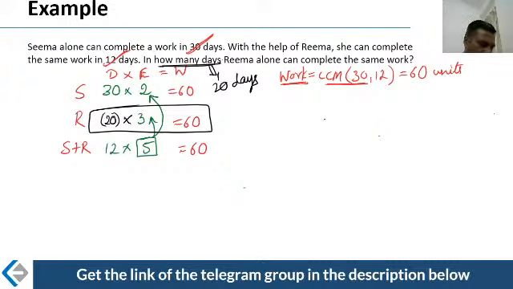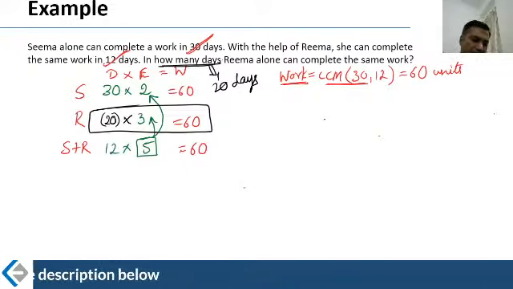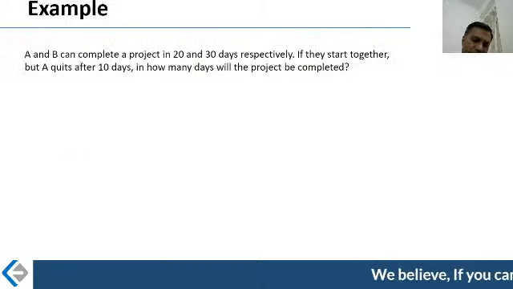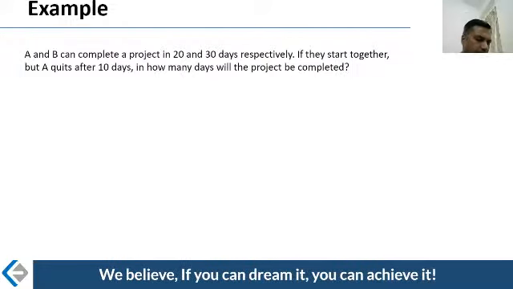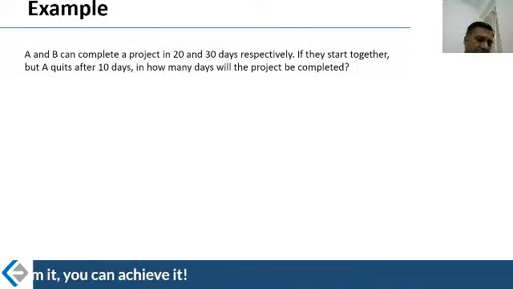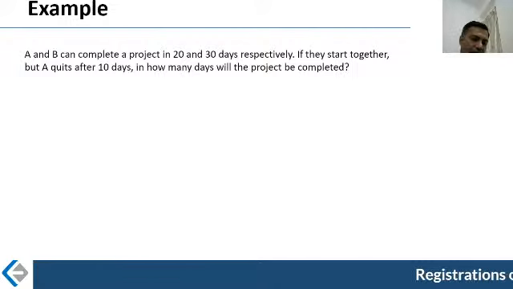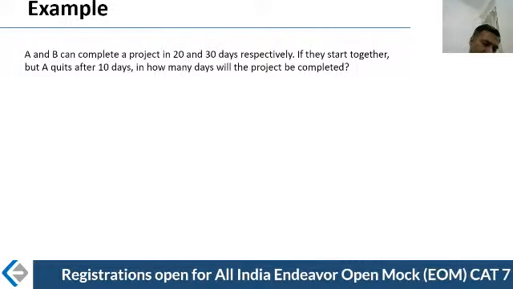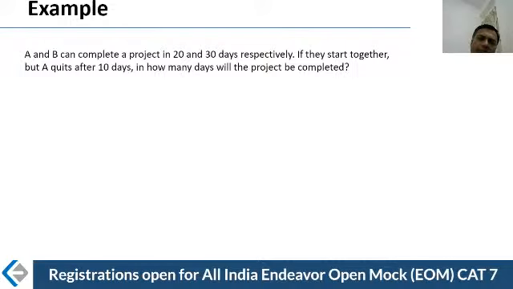Okay, let's create another variation quickly. Let's look through the variations here, friends, and build this understanding. What is given here? A and B can complete a project in 20 and 30 days respectively. They start together, but A quits after 10 days. In how many days will the project be completed? Rima and Seema have become A and B here. For ease of understanding, names may not be required.